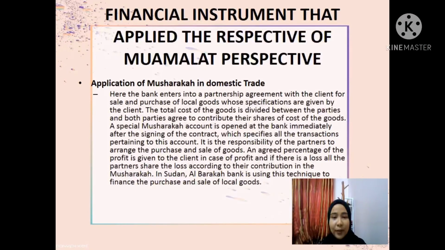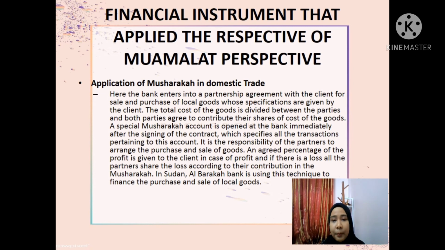Now, let's go through the financial instruments that apply musyarakah from the muamalat perspective. The first one is the application of musyarakah in domestic trade. In domestic trade, the bank will enter into a partnership agreement with the client for the sale and purchase of local goods whose specifications are given by the client. The total cost of the goods is divided between the parties and both parties agree to contribute their share of the cost of the goods.